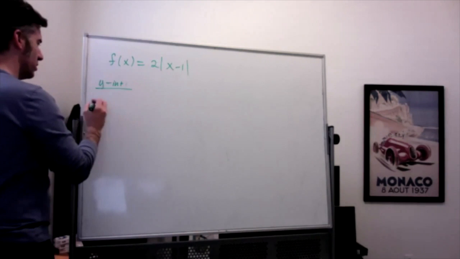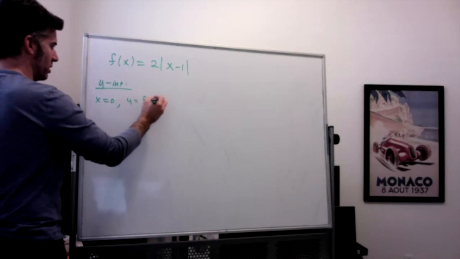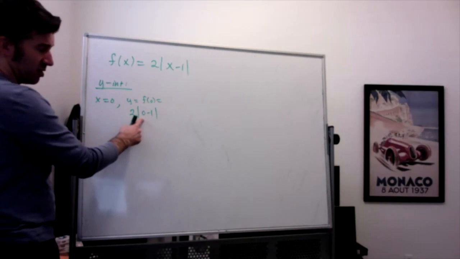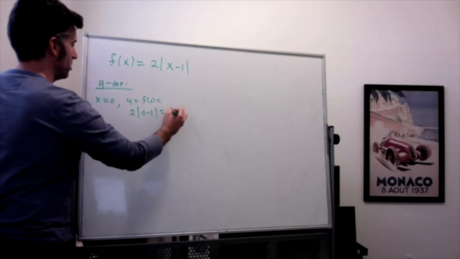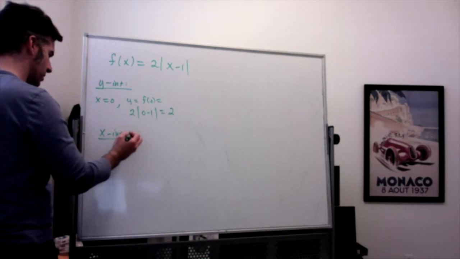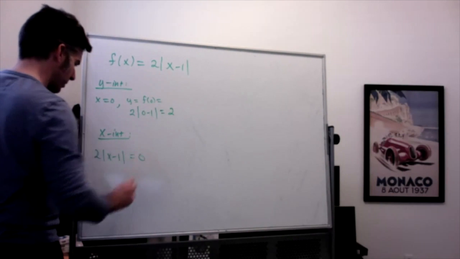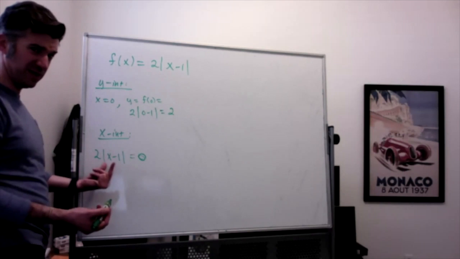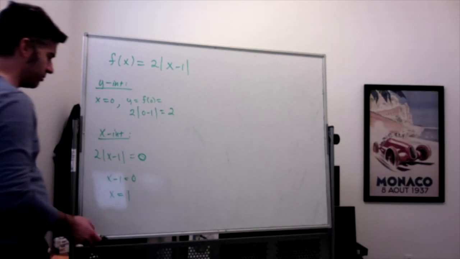Y-intercept. So x equals 0. y is going to be f of 0, which is 2 times the absolute value of 0 minus 1. 0 minus 1 is negative 1. The absolute value of negative 1 is positive 1. 2 times 1 is 2. X-intercept. Set this equal to 0. For an absolute value to equal 0, the insides have to be 0. So we set x minus 1 equal to 0, getting x equal to 1.